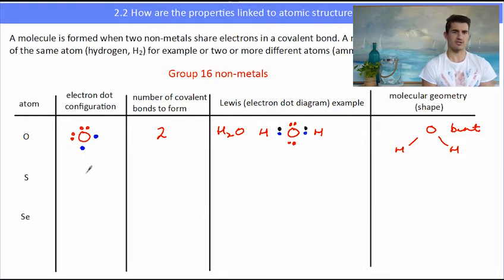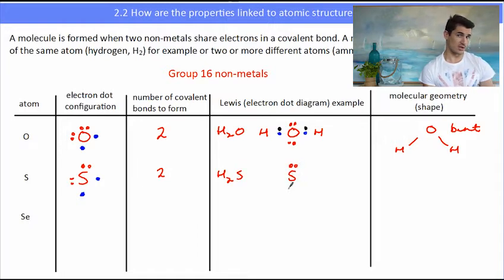The second one, sulfur. Sulfur will have the same electron configuration as oxygen. It is in the same group, so it wants to form 2 covalent bonds. An example of this would be hydrogen sulfide, H2S. Again, the sulfur's got 2 pairs of non-bonding electrons. It wants to share 2 electrons to have a full outer shell.